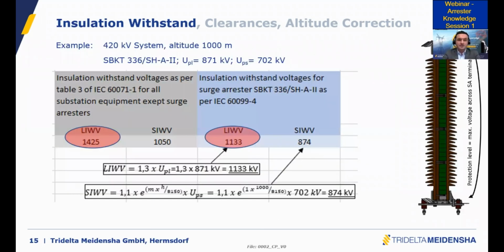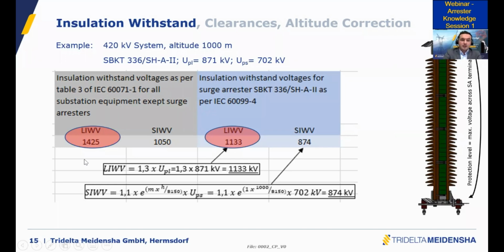So here's a concrete example, an application case for a 420 kV system with an altitude of 1,000 meters. For this case, we took a standard configuration from Tridelta surge arresters, SBKT. We have a rated voltage of 336 kV, a protection level at 20 kA of 871 kV, and a switching impulse residual voltage of 702 kV.